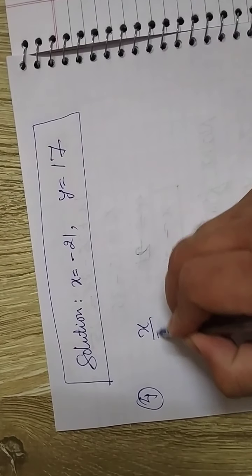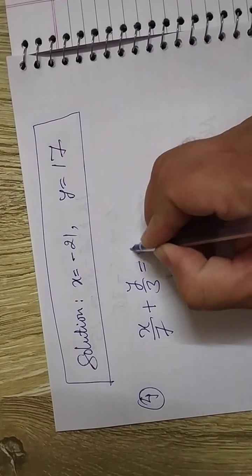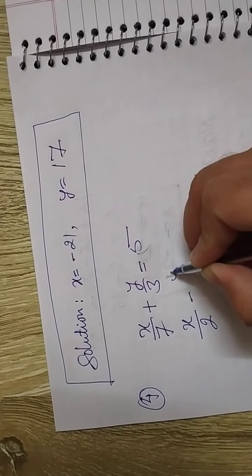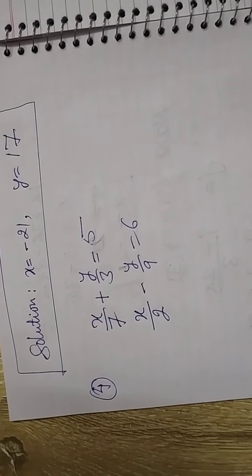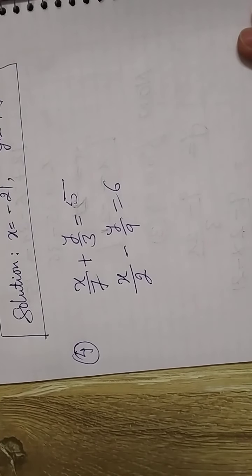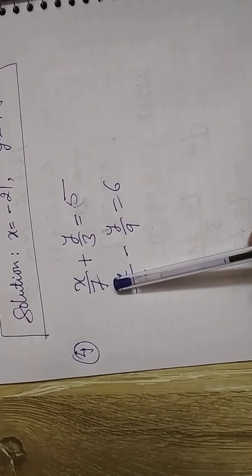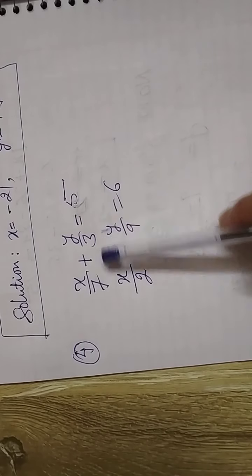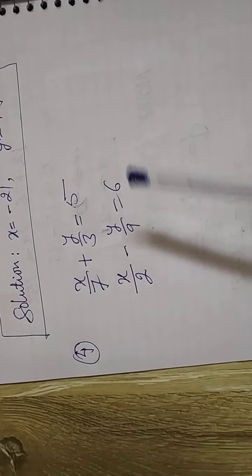Next question is coming: x upon 7 plus y upon 3 equals 5, and x upon 2 minus y upon 9 equals 6. In this question we are observing the question is the same, but only the calculation is different. So first of all, we want to make the question simple. A simplified equation will be easy to solve.